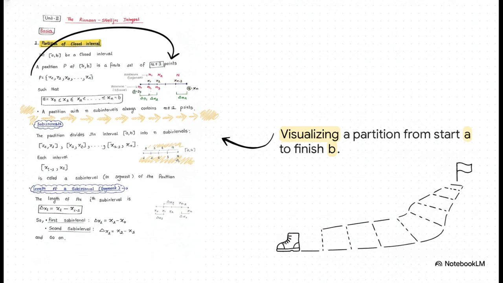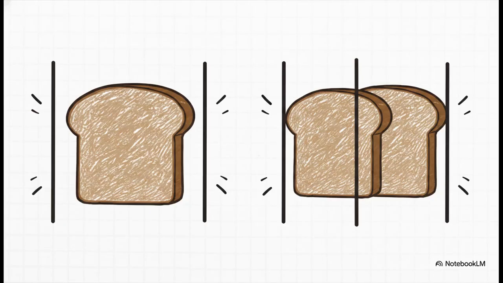You can visually see how x0, x1, x2, all the way up to xn just sit right there on the line. It's a really great way to see that a partition isn't some weird abstract concept. It's quite literally just placing markers down on a straight path to break a large journey into smaller, way more manageable steps.